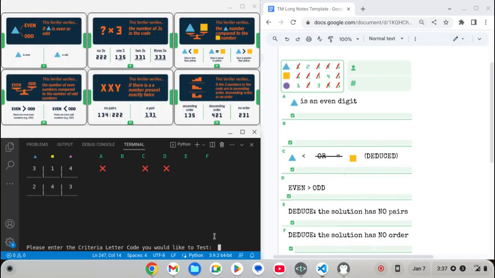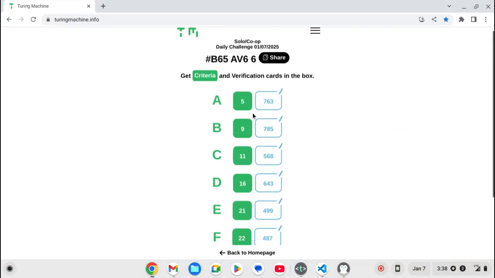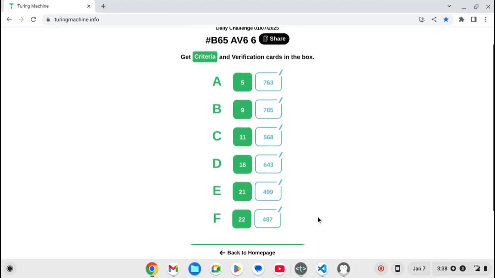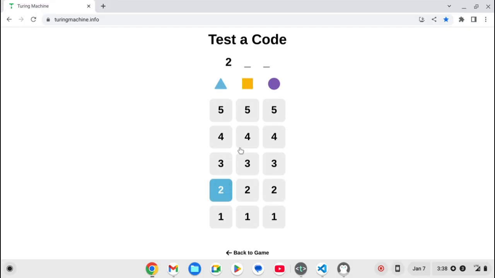Okay, so let's go ahead and test criteria card B. And yes, it does approve of a single 3 in our solution. So let's go ahead and type that up. We'll just say that the solution has a single 3. Okay, and so that means that 1 is no longer valid. Okay, well, let's type up the solution as 243. And let's go verify. 2, 4, 3.